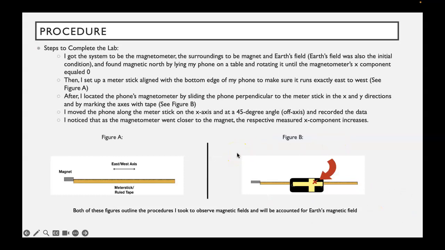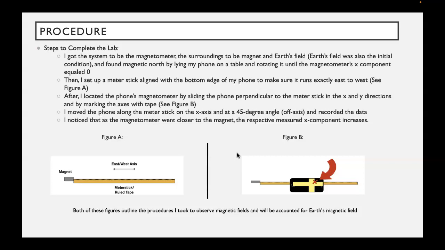Some of the steps that I took to complete this lab were that I first found that the system was a magnetometer, the surroundings was a magnet, and Earth's field, which was also the initial condition. We also found magnetic north by lying my phone on a table and rotating it until the magnetometer's x component was equal to 0. After, I set up a meter stick aligned with the bottom edge of my phone to make sure it runs exactly east to west, as seen in figure A.